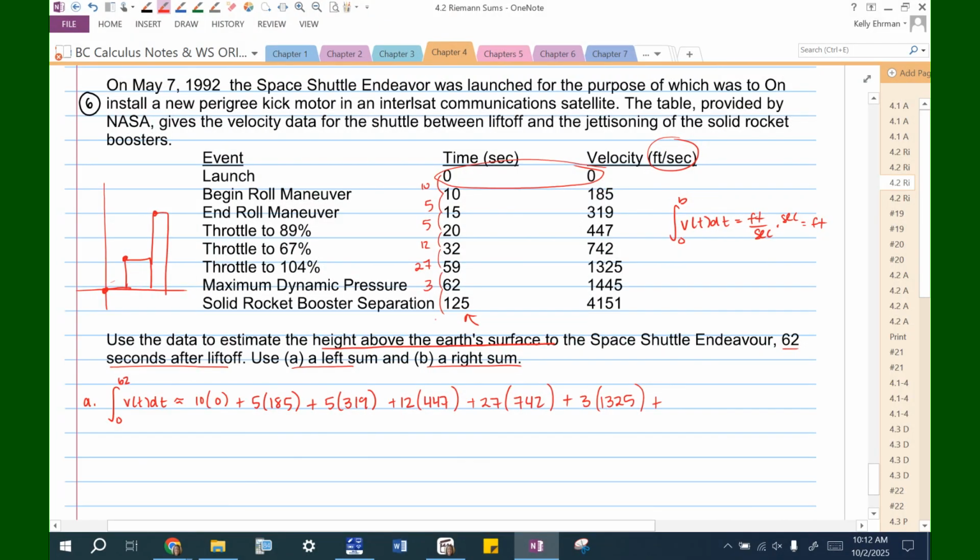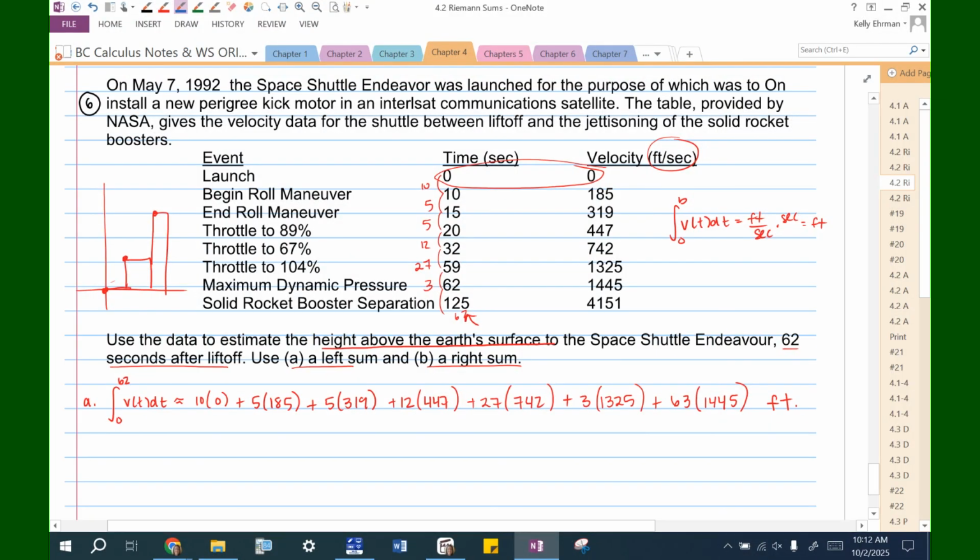And my last distance, minus 62 is 63, times, wait, right? 63? Yeah, I think so. Times 1445. Again, without a calculator, I would not be expected to do all of this math, so I'm just going to leave it like that. My label should be feet.